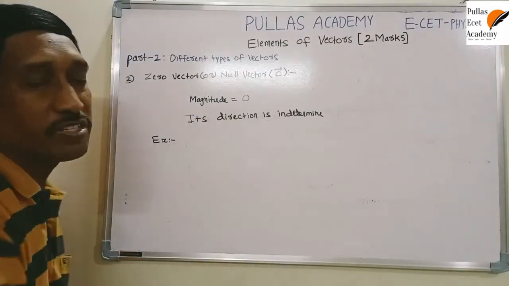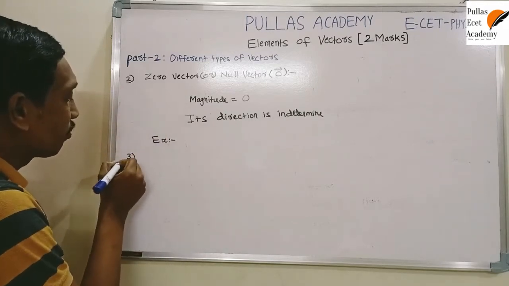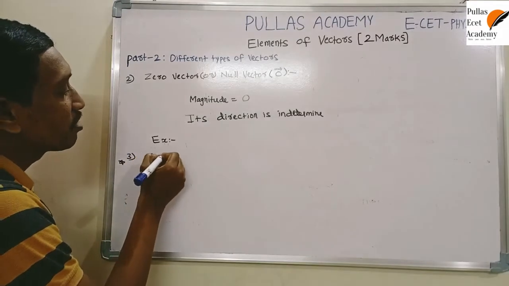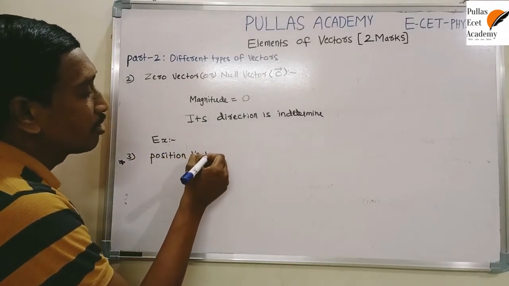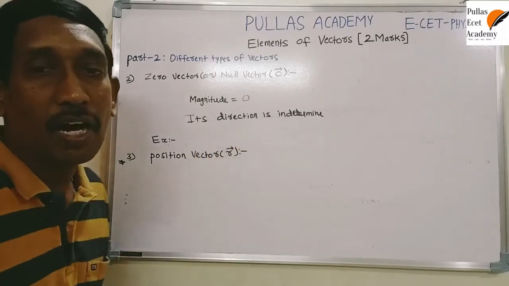That's why this is considered as zero vector. This is about the zero vector. Next we will discuss the third one. This is very important. This third vector is called the position vector. Position vector is represented by r bar.